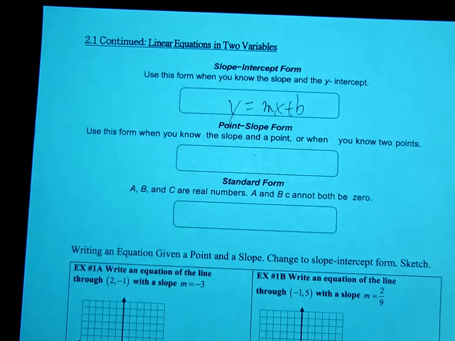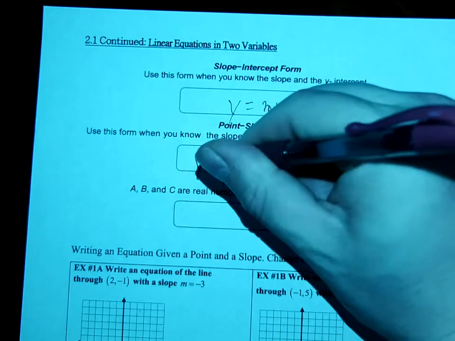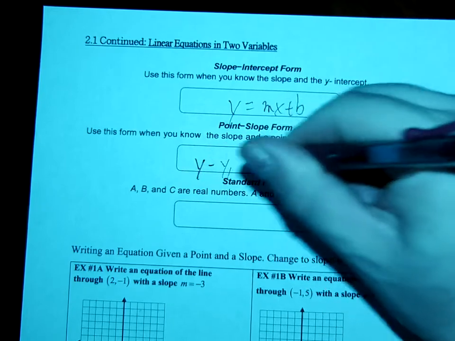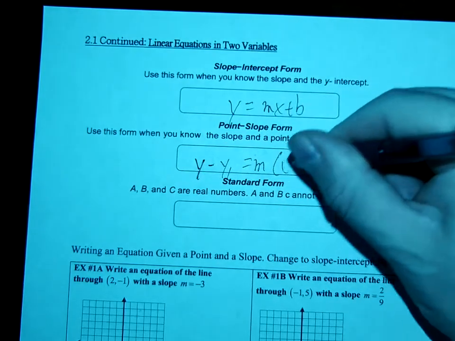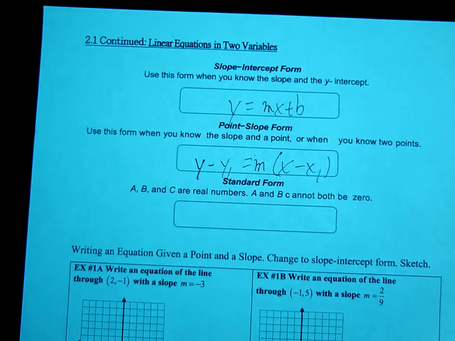Point slope form, use this when you know a point and a slope, or 2 points. So this says y minus y1 equals m, quantity x minus x1. I said a slope and a point, or when you know 2 points, either one of these options. So if you're given 2 points, or a single point and a slope.